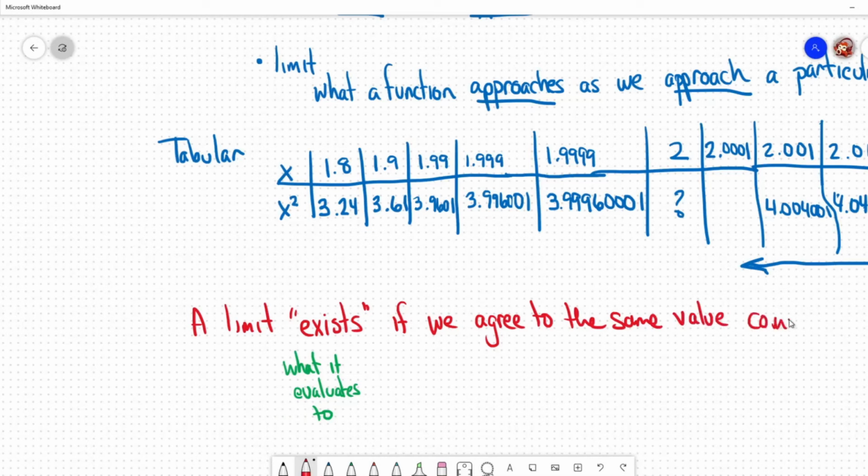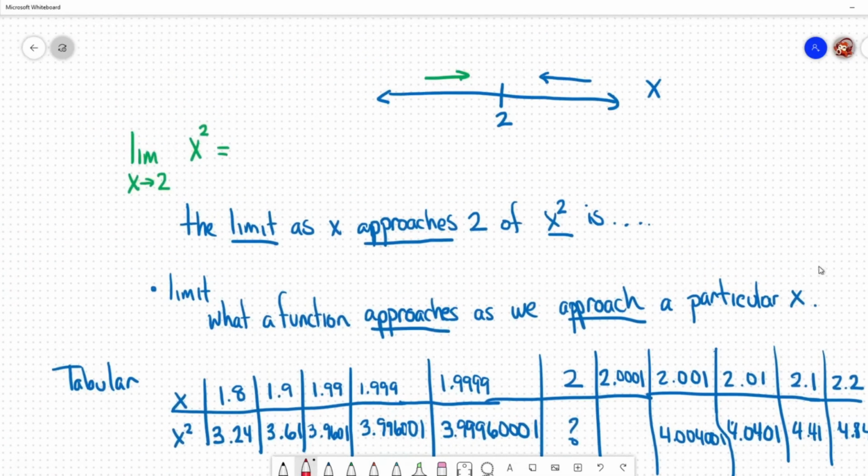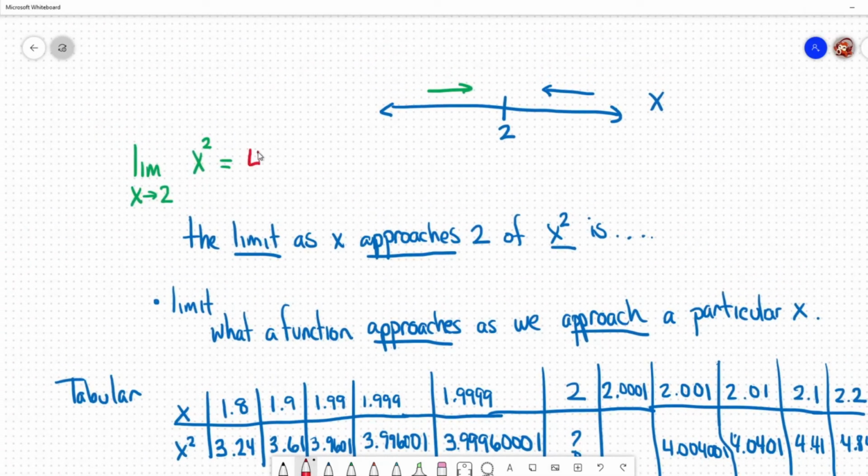Or let me say, coming from both sides. We see here, no matter which side we come from, there's only two sides. Either I come from the low end or I come from the high end. No matter which side I come from, we're coming to an agreement that as you get closer to 2, no matter which way you're coming from, we're going to eventually meet up, boom, at this value of 4. So we would say the limit exists and the limit value is 4.